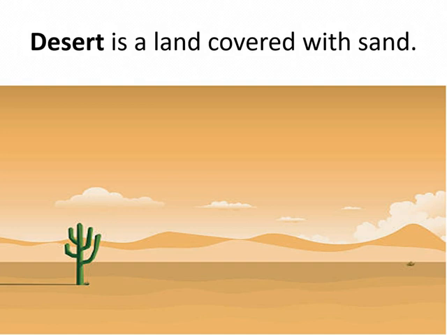Desert. Deserts are the hot and dry areas of the world. As you can see here in the picture, it looks very dry. So a desert is a land covered with sand.